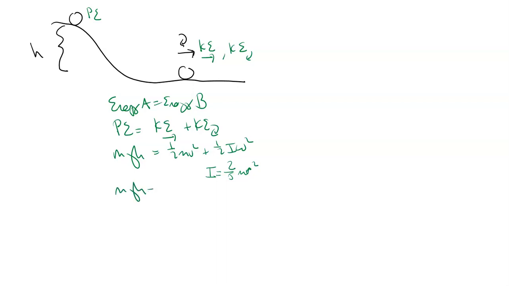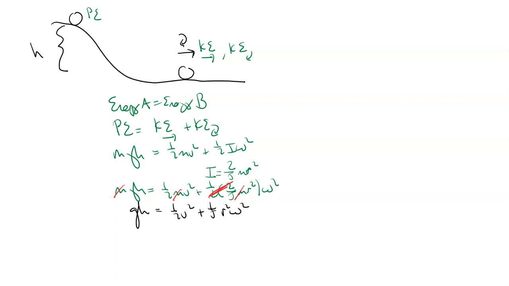We'd have mgh equals 1/2 mv squared plus 1/2 times 2/5 mr squared omega squared. Don't lose the omega squared there. Some nice stuff happens. Mass drops out. These 1/2s cancel out even. So we get gh is 1/2 v squared plus 1/5 r squared omega squared.